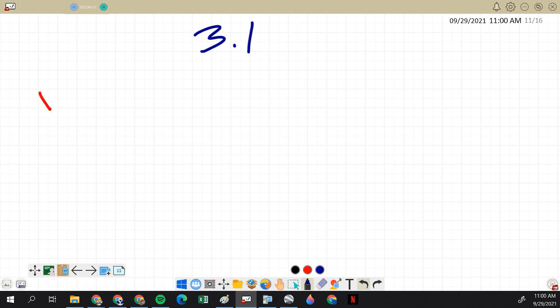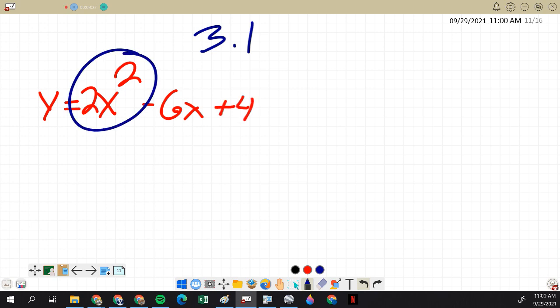So if I have y equals 2x squared minus 6x plus 4, this tells me the shape. The other pieces just tell me the position. What is the shape of this graph? It's a parabola, and it opens up. And is it tall or short? It's tall. So it looks like this, and then the other pieces are just going to move it around.